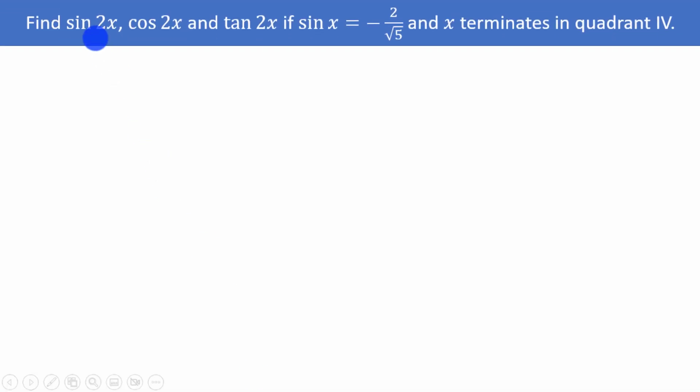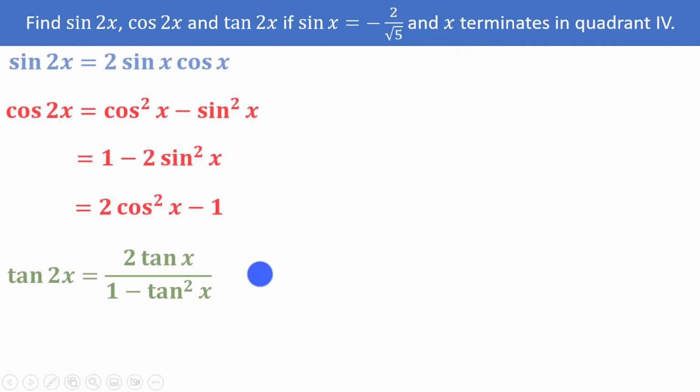We are asked to find sine of 2x, cosine of 2x, and tangent of 2x if sine of x is equal to negative 2 over the square root of 5, and x terminates in quadrant 4. Here is a reminder of the double angle identities for sine, cosine, and tangent. If we know sine of x, cosine of x, and tangent of x, then we can solve for any of the three identities. So far, we know sine of x. So we will need to find cosine of x and tangent of x.